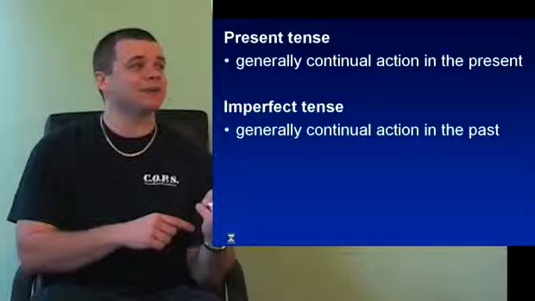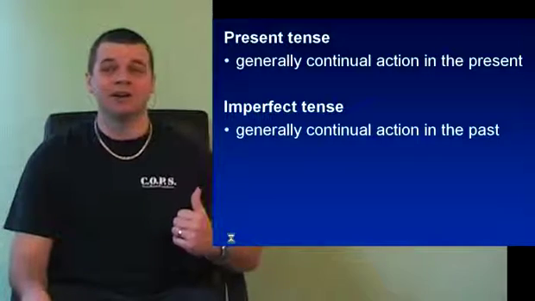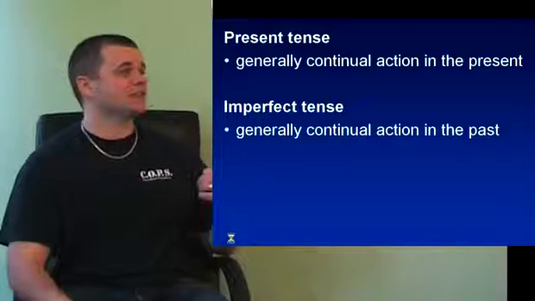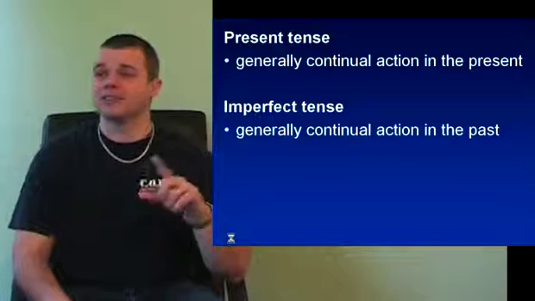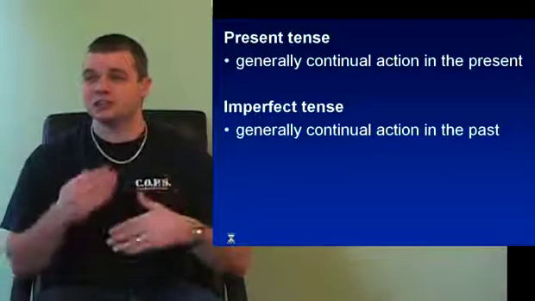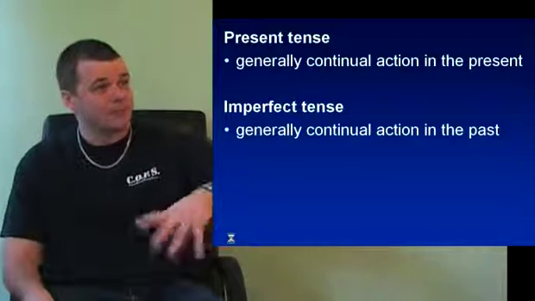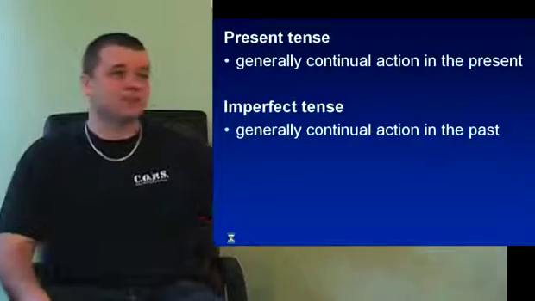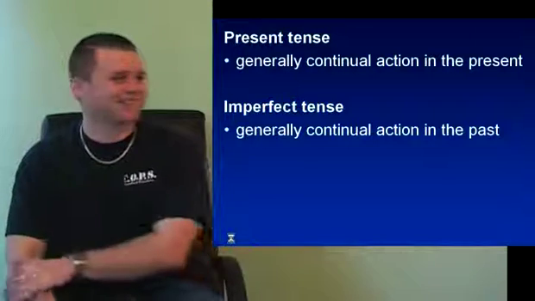I was clapping. So you're right, it is continuous, but it happened in the past time, which makes it imperfect tense. Okay? So both the present and the imperfect tend to be continuous. But the main difference is the present is often in the present time as we speak, and the imperfect is often in the past time, but not always, which is what we're going to see in a minute.